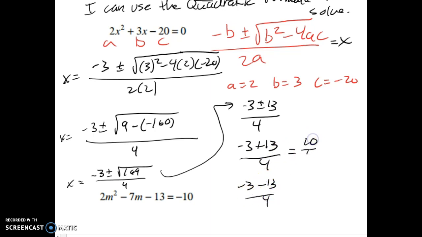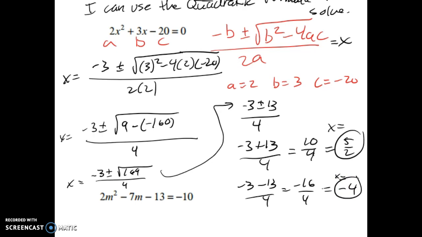So this would be 10 over 4, which is 5 over 2. And that's an x equals. And then we get negative 16 over 4, which is equal to negative 4. And that is also an x equals. And those are the answers, the zeros or the x-intercepts or the roots.